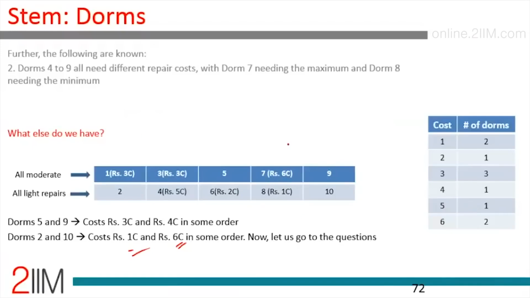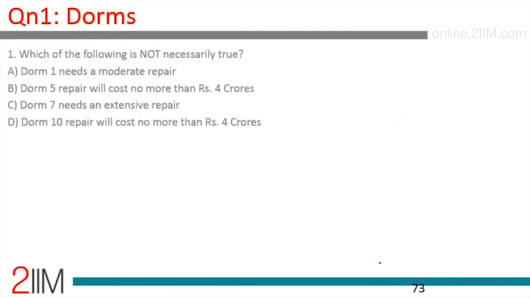We filled as much as possible. We've taken this into account. We filled all those constraints into account. We still don't have details for everything, but we've got this far. Now let's go to the questions.